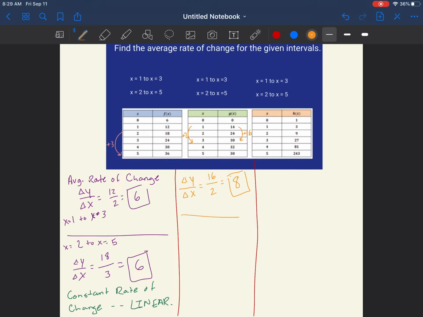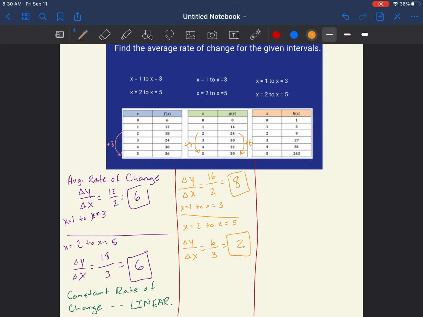That was from x equals 1 to x equals 3. Now let's do x equals 2 to x equals 5. That's plus 3 again. And then we have from 24 to 30. So the change in y over our change in x: 24 to 30 is plus 6, so I have 6 over 3. Excuse me, thinking too fast. And that gives me a rate of change of 2.